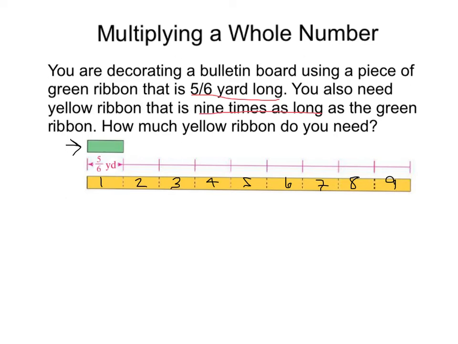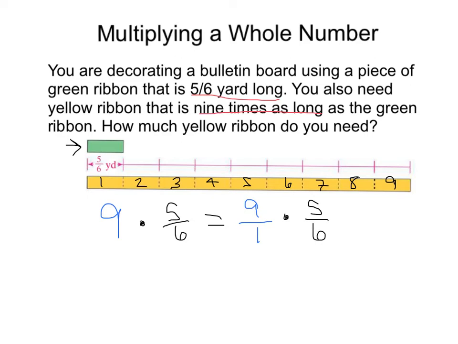So if we want to find the length of the yellow ribbon, we multiply 9 by 5/6. So 9 multiplied by 5/6. Now, we know to multiply with a whole number, we have to write the 9 as 9 over 1, because we have 9 pieces of 1, which gives us our whole number of 9. So now we have 9 over 1 times 5/6.